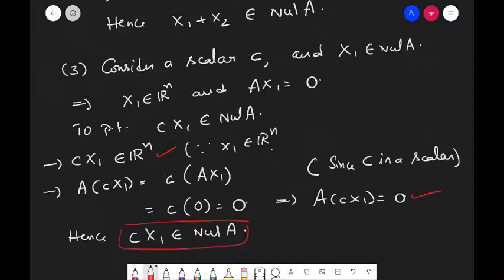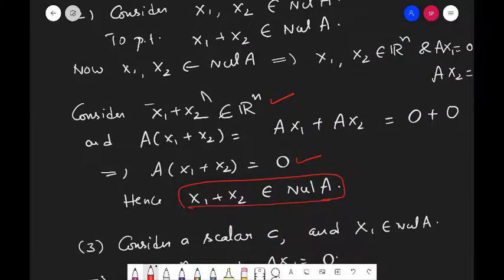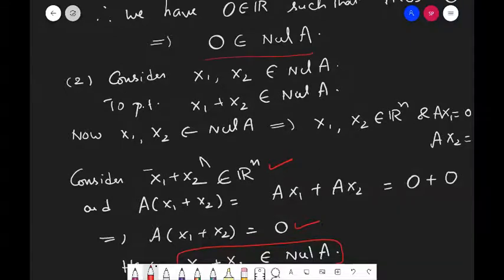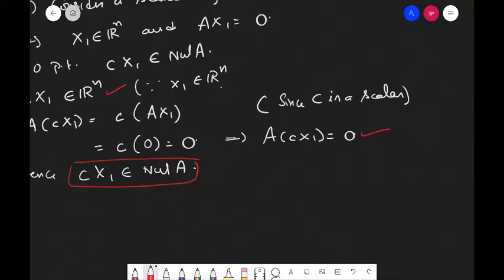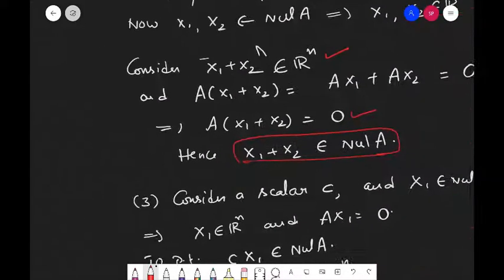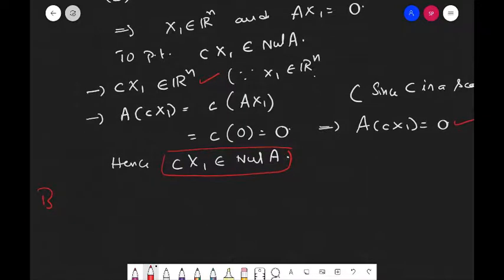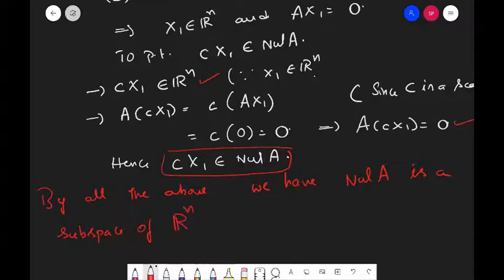Now cx1 belongs to null A, and before that x1 plus x2 belongs to null A, and the first one we proved here, where the 0 vector belongs to null A. So by all the above, we have null A is a subspace of Rn. Remember, it is not Rm.